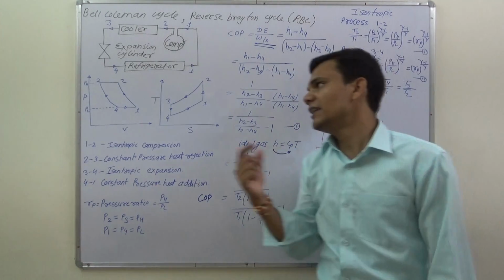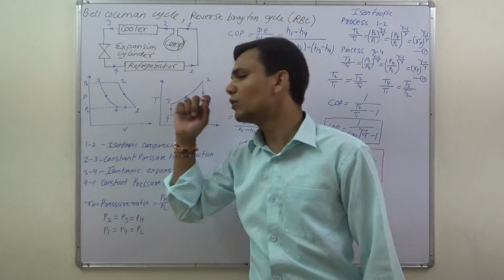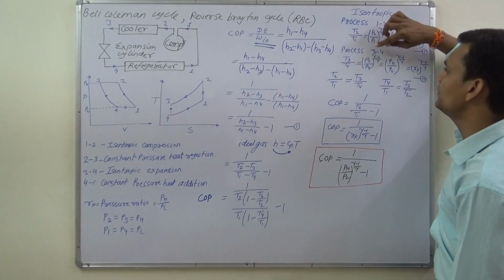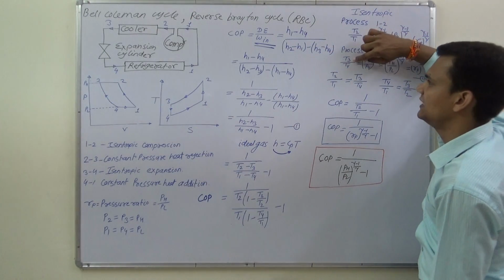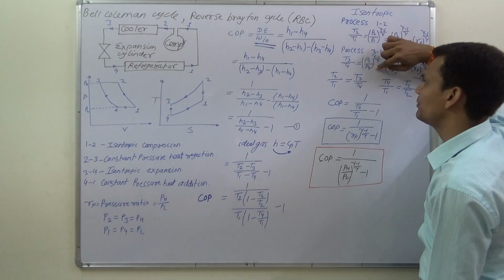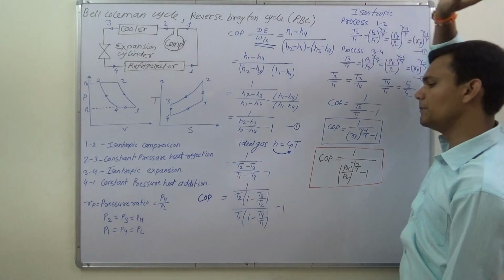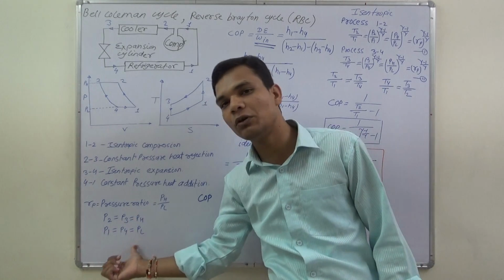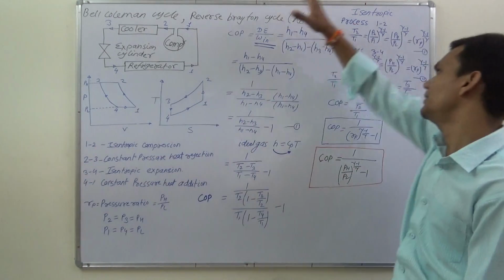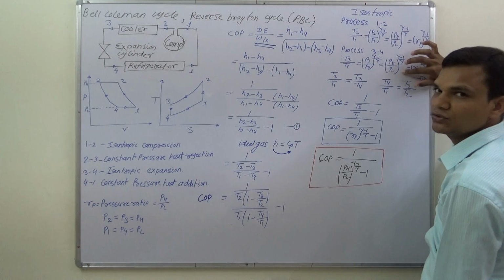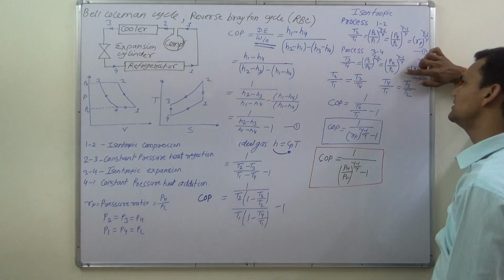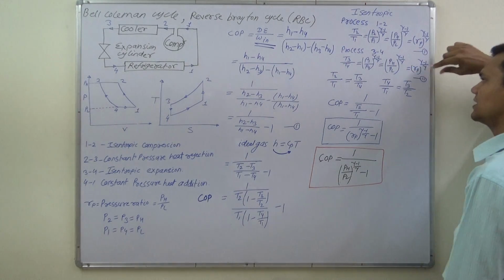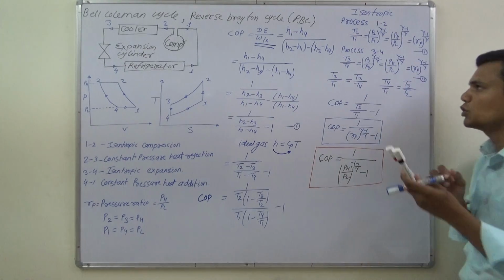If we apply the adiabatic formula in process 3 to 4, then T3 by T4 is equal to P3 by P4 to the power gamma minus 1 upon gamma, and we know very well P3 is equal to P higher and P4 is equal to P lower. So we can also write this term as the P higher by P lower ratio, and we know very well this is equal to pressure ratio. So these are our two equations.